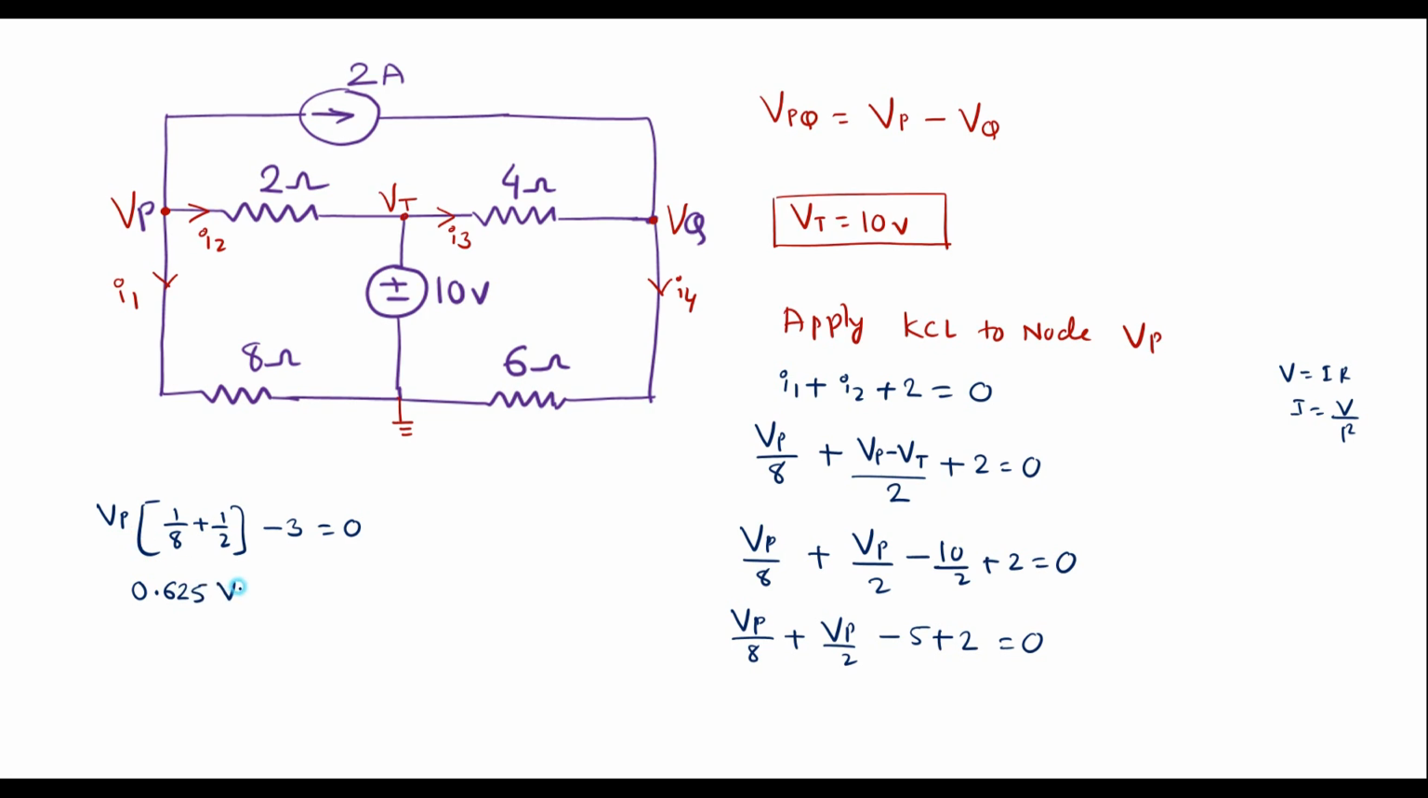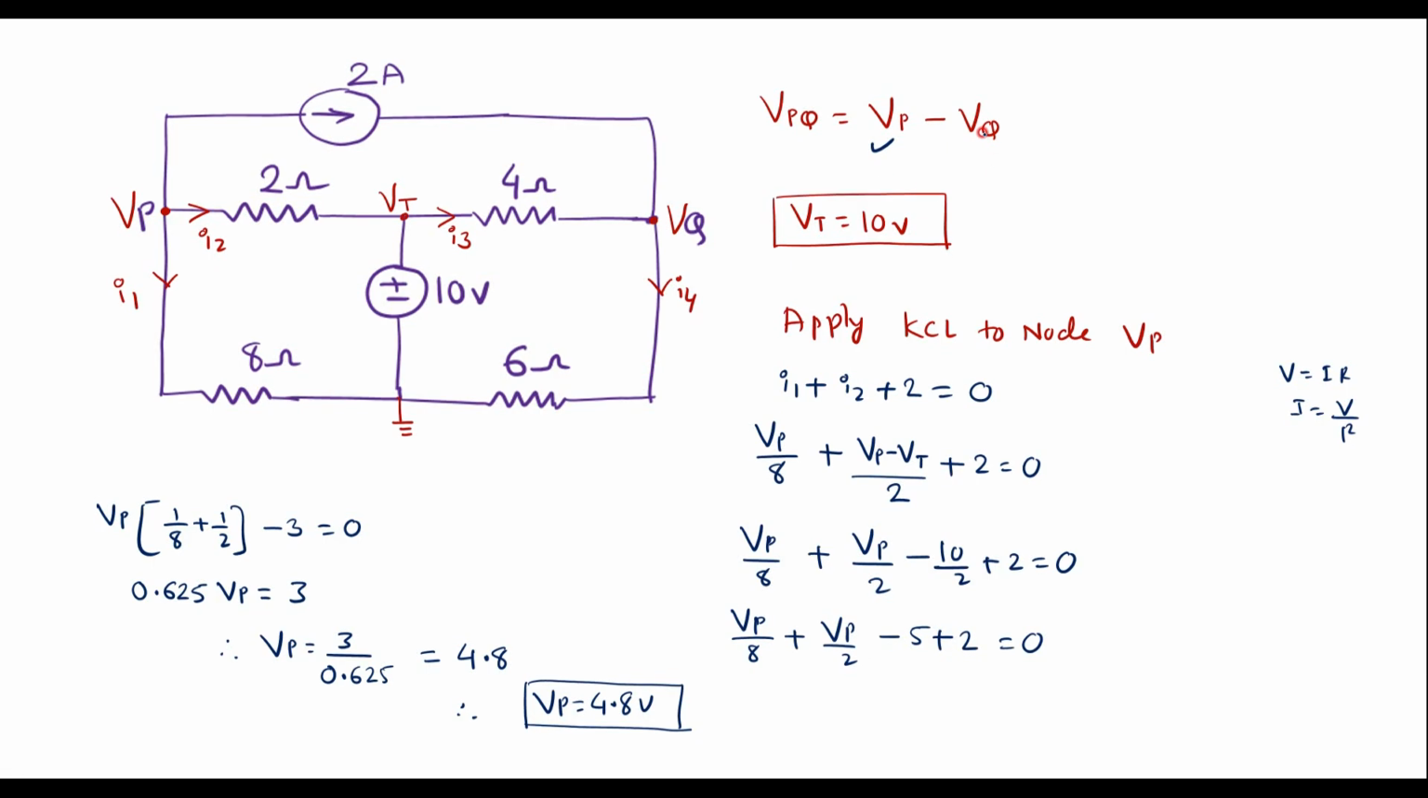That is Vp is equal to 3. Therefore, I can write Vp is equal to 3 divided by 0.625. Solving this we get 4.8. So therefore, Vp is equal to 4.8 volts. So now we found the Vp value. Now similarly we will calculate Vq.